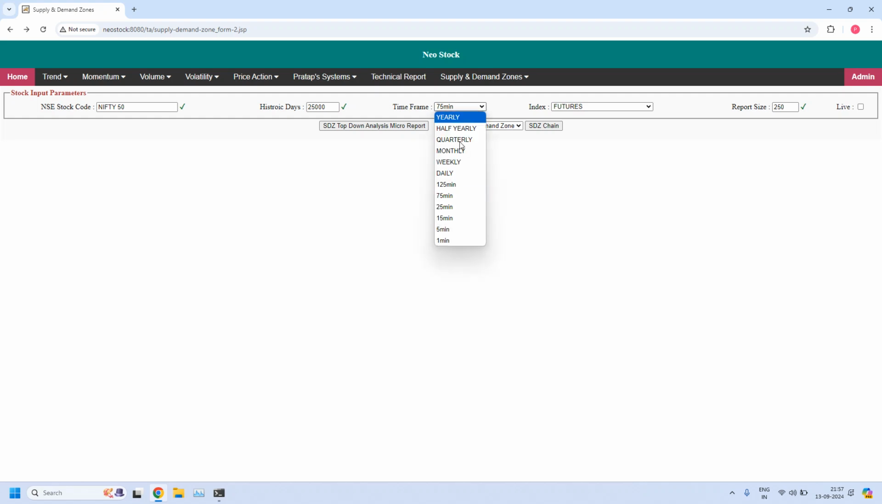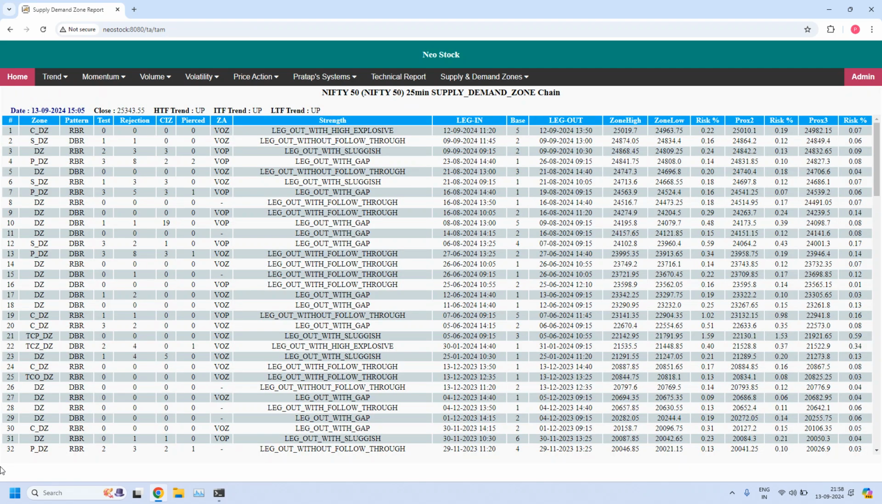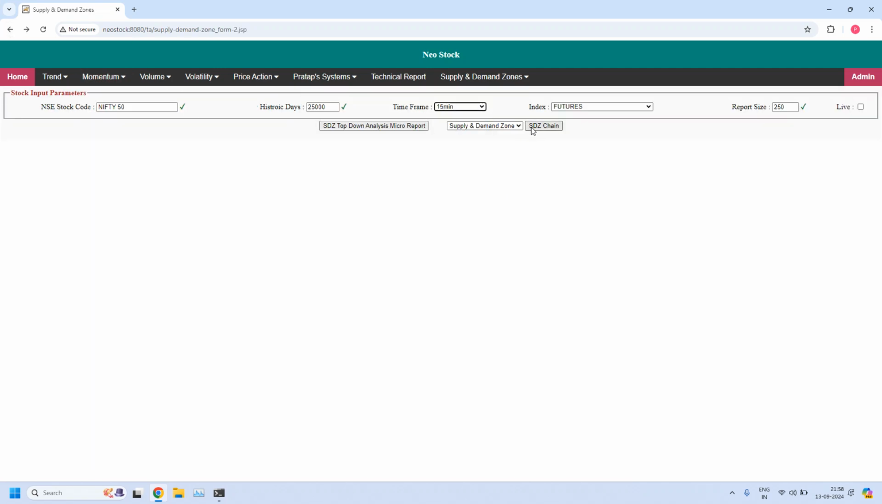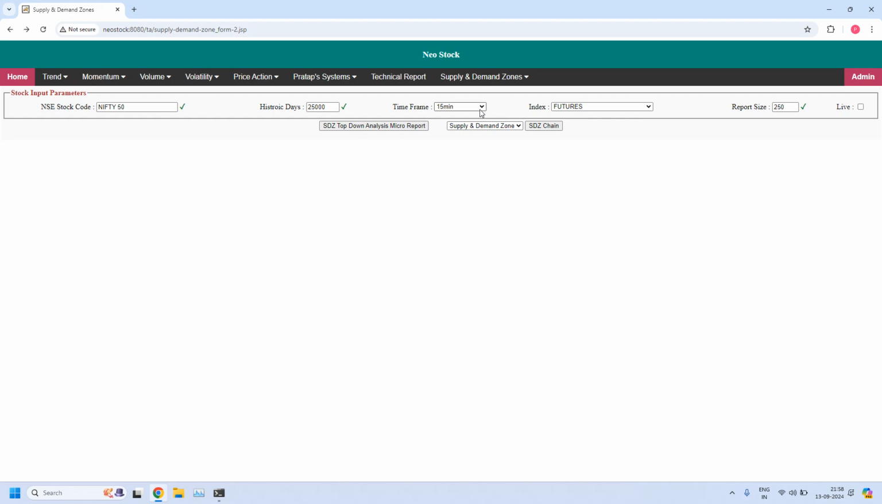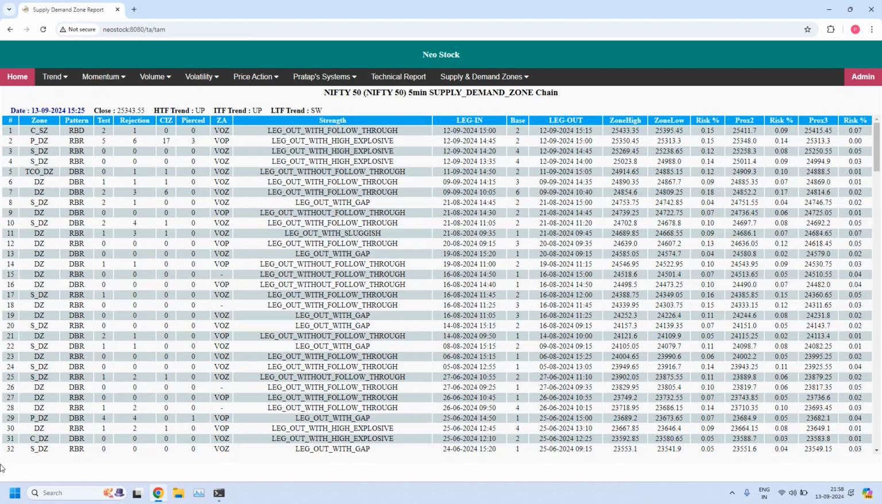Next time frame is 25 minutes. I am generating the 25 minutes supply demand zone chain for Nifty. Next time frame is 15 minutes. I am generating the 15 minutes supply demand zone chain for Nifty. Okay, the next time frame is 5 minutes. I am generating the 5 minutes supply demand zone chain for Nifty. So this is about the Nifty supply demand zone chain.